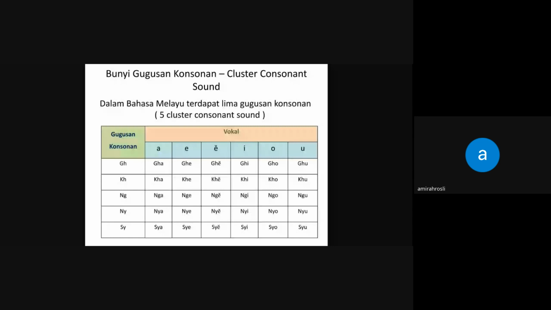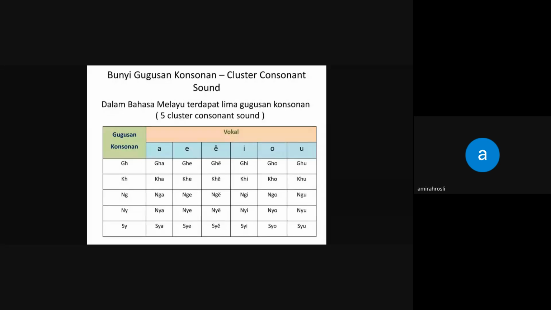Okay, now let's go to the tricky part. Let's have a look at the double consonants: gh, kh, ng, ny, sy. If the consonant is double, the pronunciation of the syllable could be a little bit different, so listen carefully. We have gha, ghe, ghi, gho, ghu, kha, khe, khi, kho, khu. You don't have to pronounce the h sound.